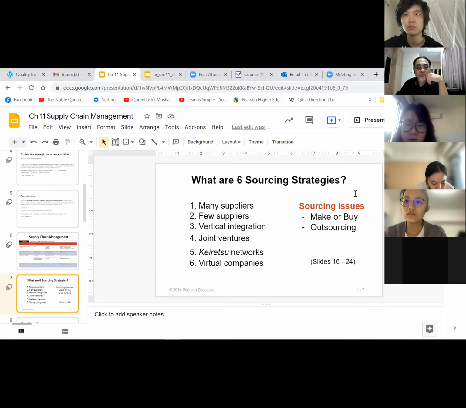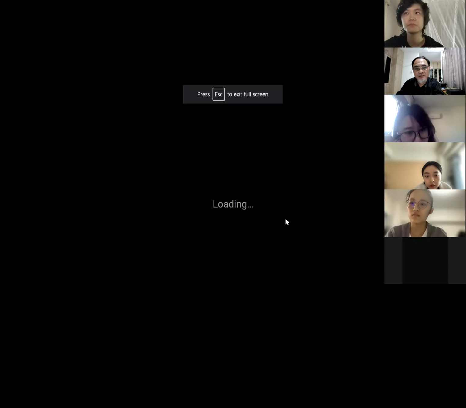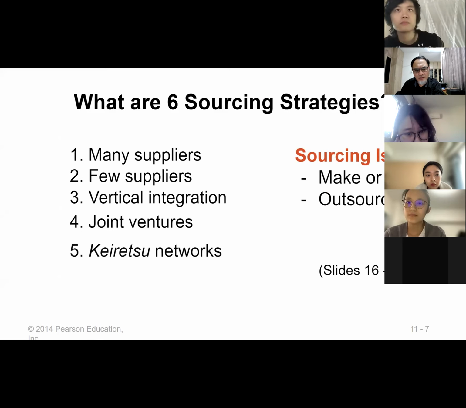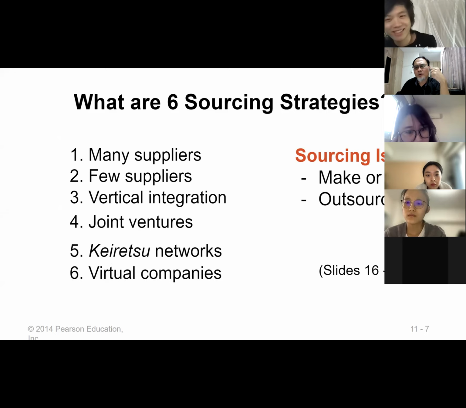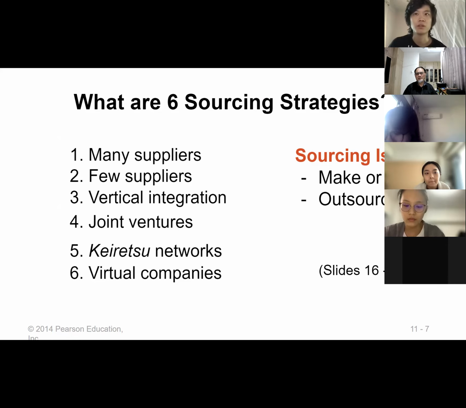Okay, so I'm just trying to show you that there are these six sourcing strategies employed by companies, but not all companies do all of them. For example, Keiretsu. What is Keiretsu? You have learned about Keiretsu before. Have you? It's very Japanese. The supplier becomes part of the company. Shareholders, yeah. Like Toyota.